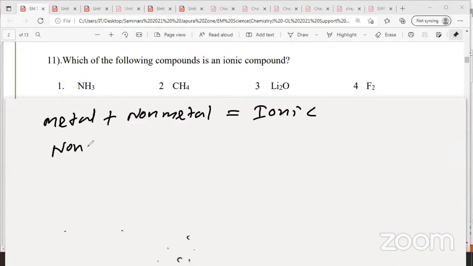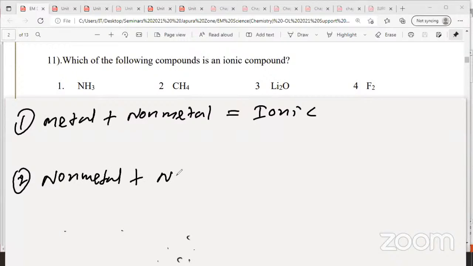If non-metal and non-metal combine, mostly it's covalent. I can give many examples for this. Basically if there's at least one metal in a compound, it is ionic. If you don't know whether it's a metal or non-metal, that is the end of chemistry. So if only non-metals combine, it is going to be mostly, not always, a covalent compound.